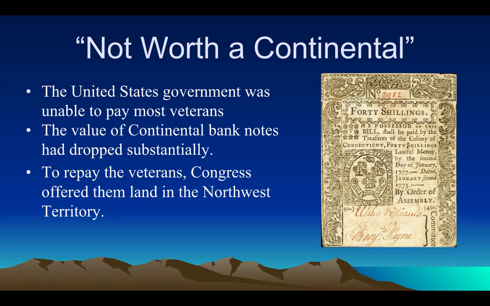Because of this debt, the United States government was unable to pay most of their veterans. We have these continental banknotes, which were a form of investment, and the value of these banknotes had dropped substantially. So in order to repay the veterans, Congress offered them land in the Northwest Territory. Instead of being able to receive a paycheck of any kind, instead they get a piece of land. They get that ownership.